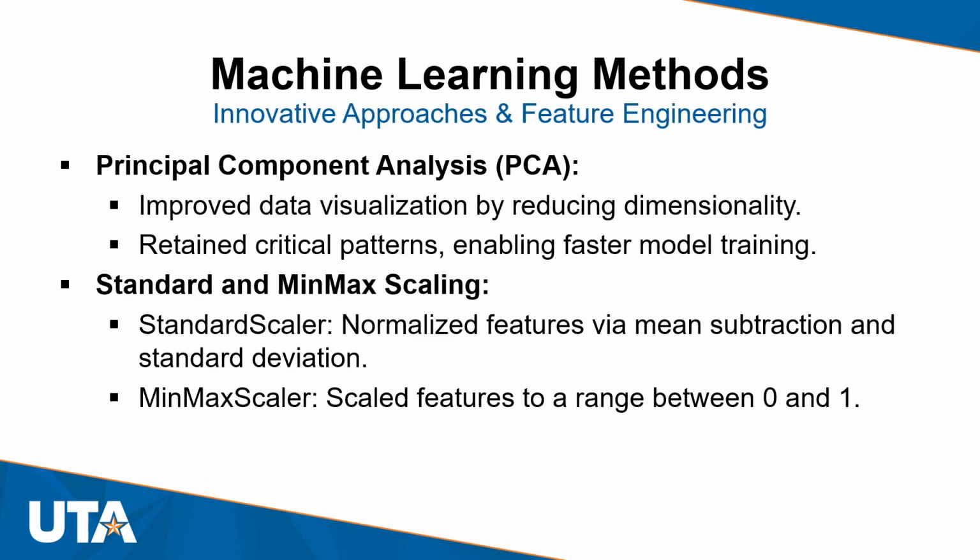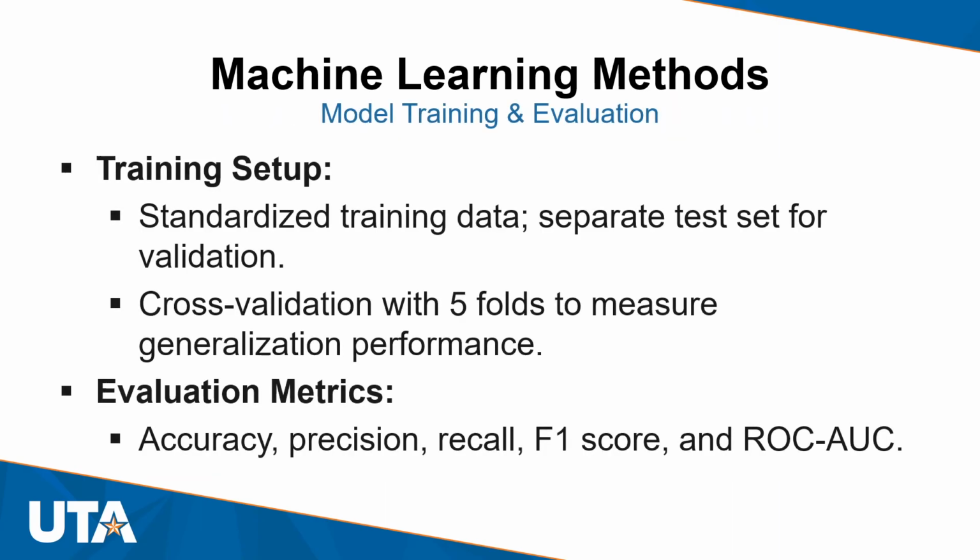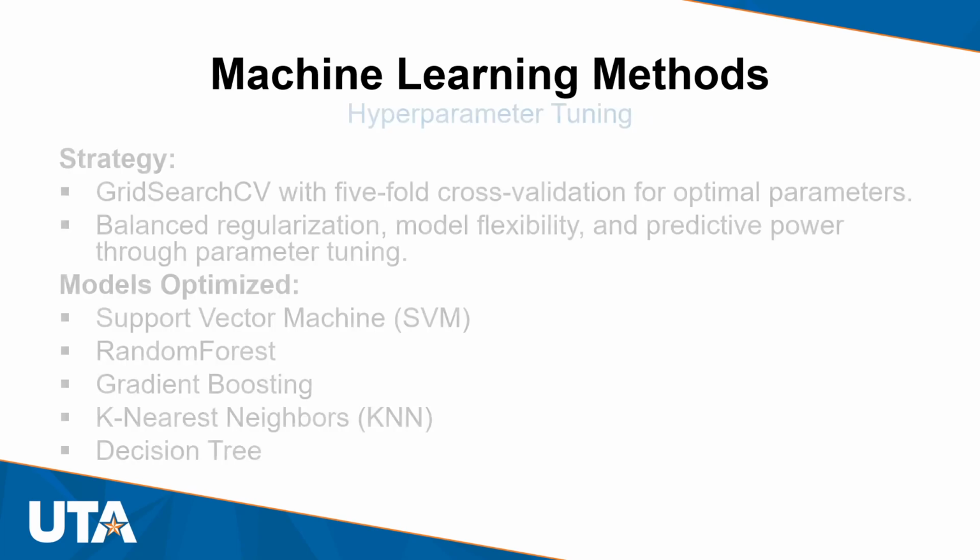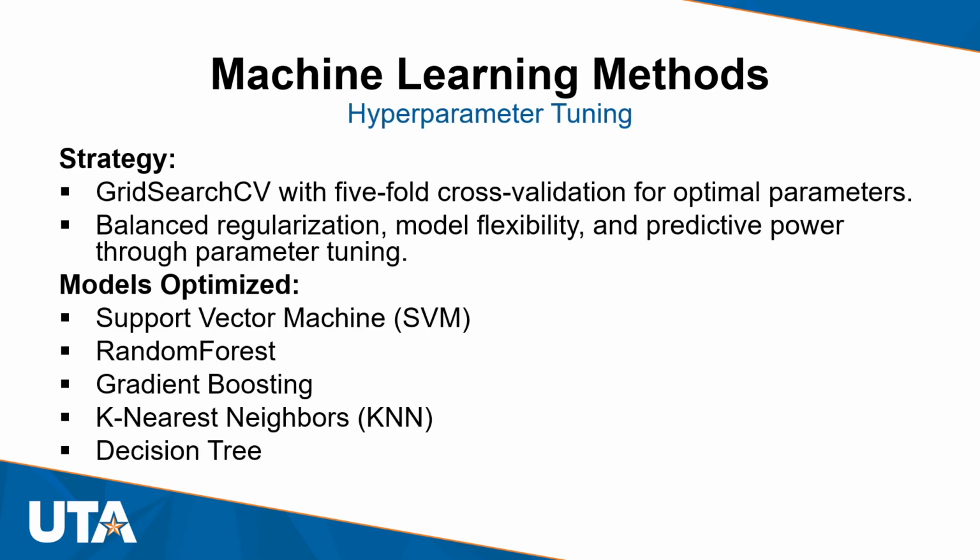Innovative approaches in feature engineering. PCA was used for dimensionality reduction while retaining 90% of the dataset's variance. Standard scaler and min-max scaler normalize the features for consistency, enhancing model training and evaluation. Model training and evaluation. Each classifier was trained on the standardized training dataset and evaluated using five-fold cross-validation. Evaluation metrics like accuracy, precision, recall, F1 score, and ROC were employed to assess classifiers' performance.